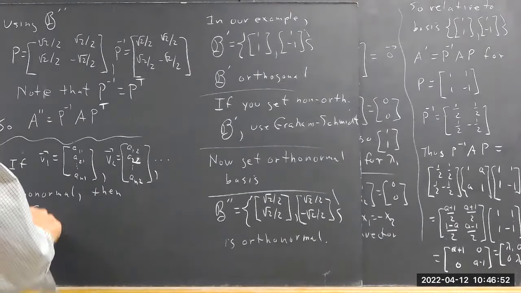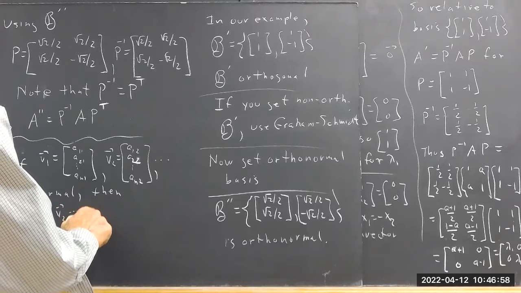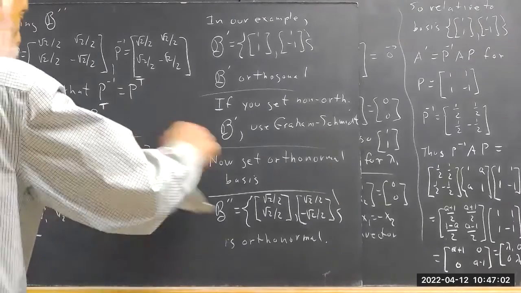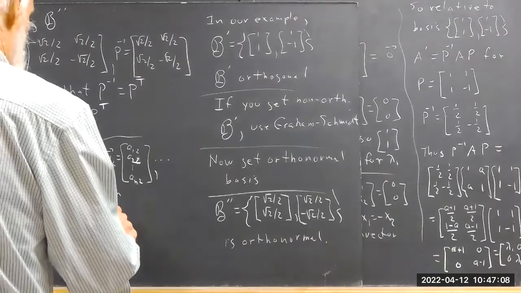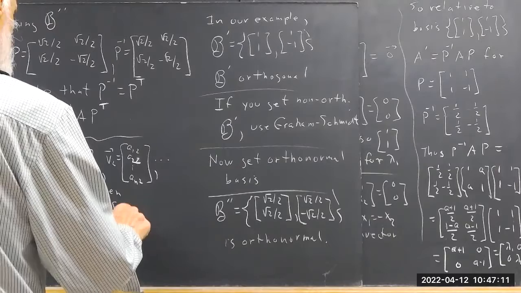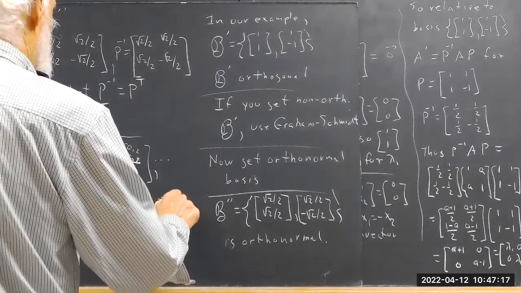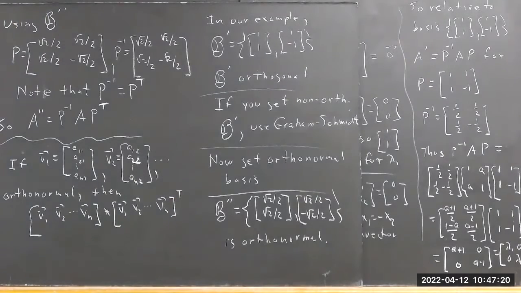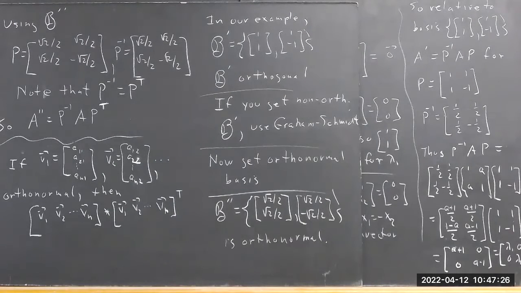These are orthonormal, and your matrix V1, V2 up through Vn has these orthonormal vectors as its columns. I multiply this matrix by its transpose. What do I get? Well, the rows become the columns, and the columns become the rows. So what do I have?